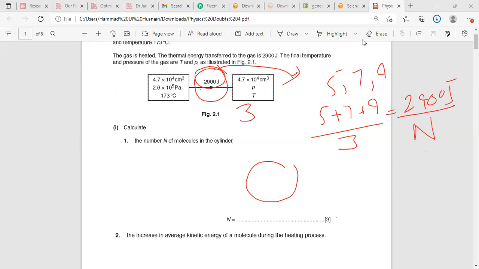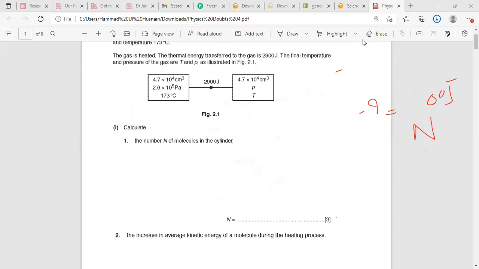Raini? Oh, okay, let me explain it again. Basically, let us say we have a total number of molecules which is equal to N, right? We have total energy which is 2900 joules, right?